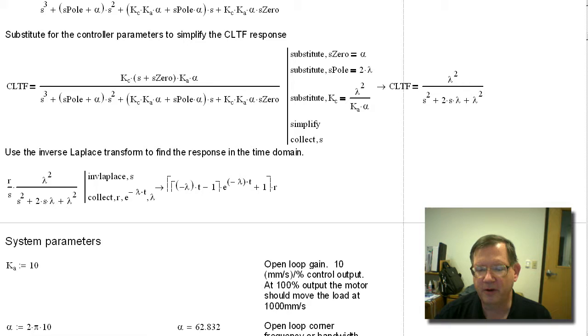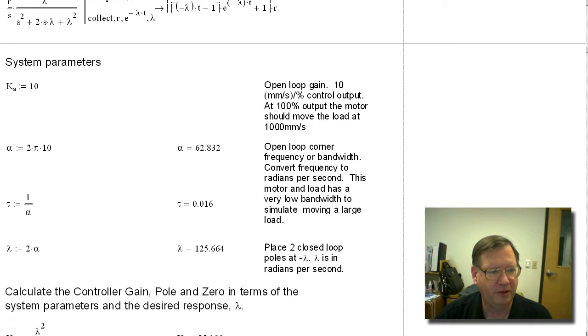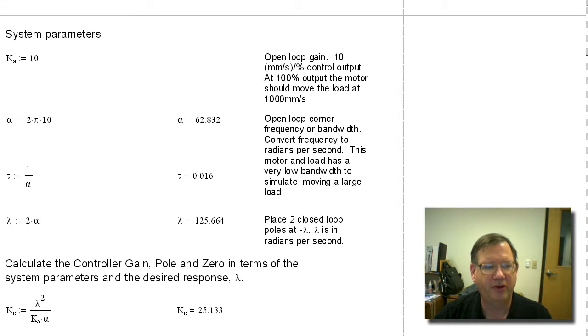So to go further, I'm going to choose some parameters. I'm going to choose the same ones that I used for the PID. So I have my actuator gain of 10 millimeters per second per percent control output. So my maximum speed is 1,000 millimeters per second, or 1 meter per second. My corner frequency is at 10 hertz.